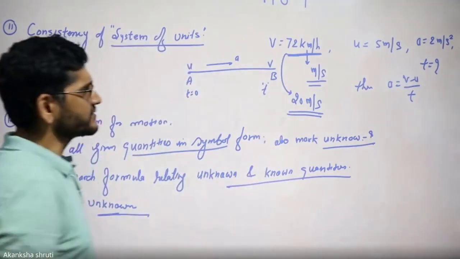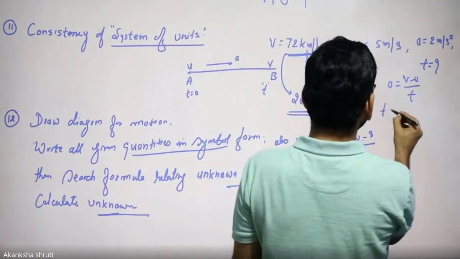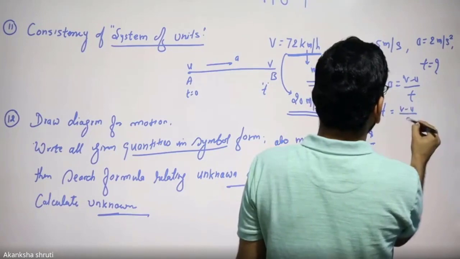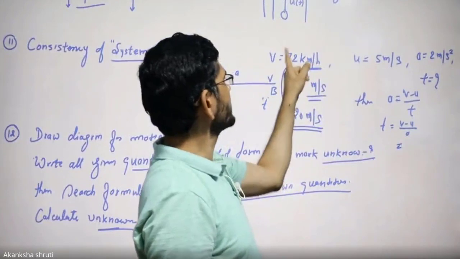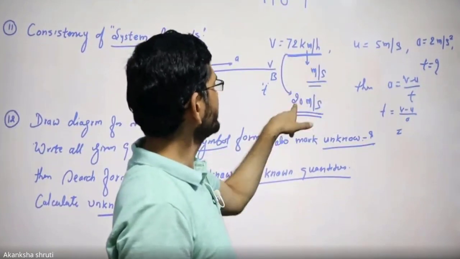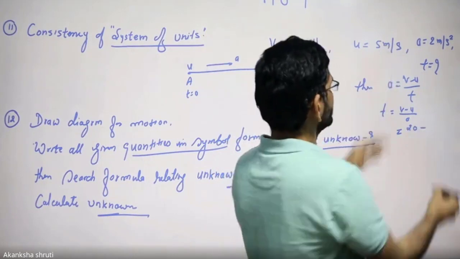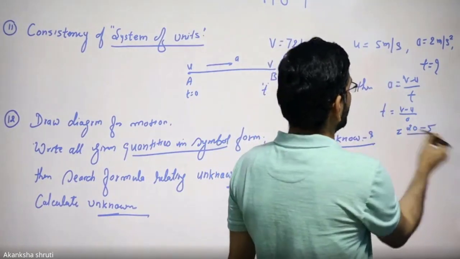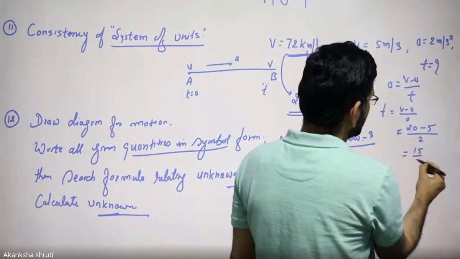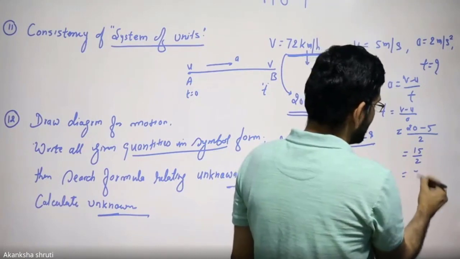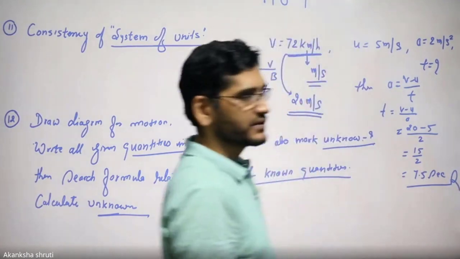Students, we know that acceleration is v minus u by t. Rearrange it: t is v minus u by a. Now here for v, no need to take the 72 because we need to consider the system of unit. We shall take 20 by changing the unit. And u is our 5, by acceleration which is our 2. So it is 15 by 2. So it will come as 7.5. The unit will be second.